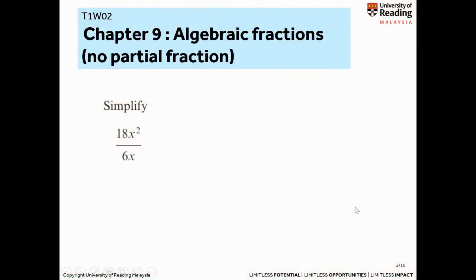You need to simplify the algebraic fraction 18x squared over 6x. You will check and see what are the common factors for the numerator and denominator. Actually, by inspection, you know 18 divided by 6 is 3. Then the numerator has x squared, you cancel with x. So the answer you can get immediately is 3x. You may not have to do all these intermediate steps. This is quite straightforward.